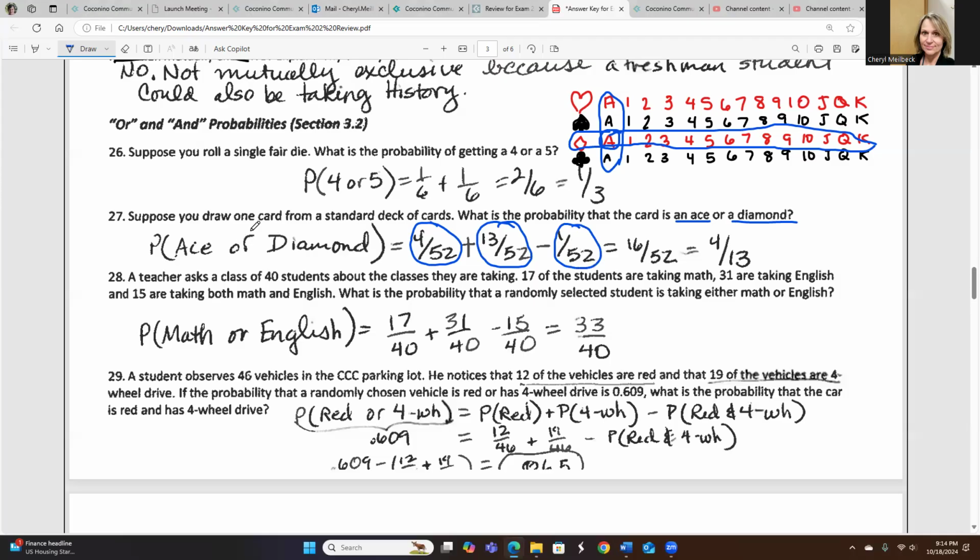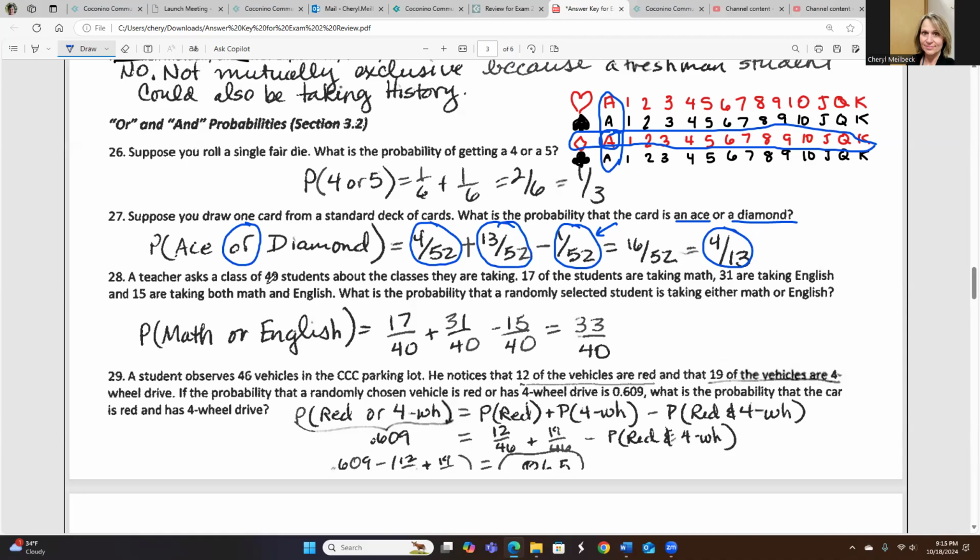This is the way we do OR probabilities if you have an overlap, so if the two events are not mutually exclusive. So we did the probability of an ace plus the probability of a diamond minus the probability of a diamond ace, or the ace of diamonds. So you get 4 plus 13 gives you 17, minus 1 gives you 16 out of 52, which reduces to 4/13. Let's look at problem 28.